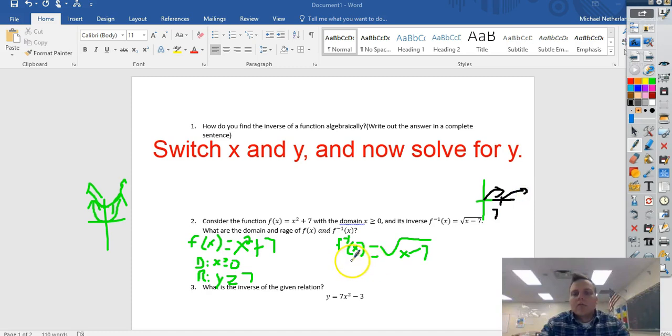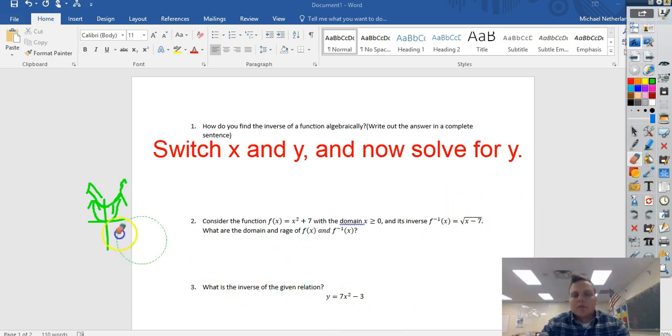So what's the domain and range? Well, the domain is clearly x is greater than or equal to 7, and the range is clearly y is greater than or equal to 0. And you might also be aware that once you know the original function, you can just switch the domain and range to get the inverse's domain and range as well. Alright, so let's move on to problem number 3.